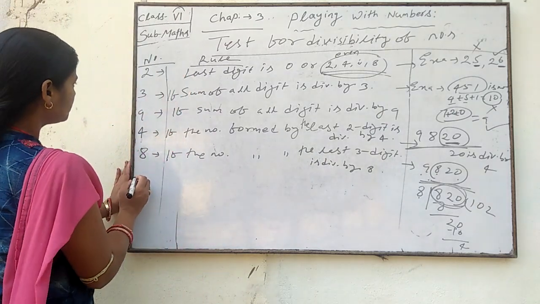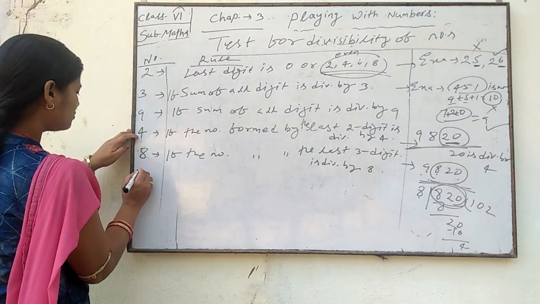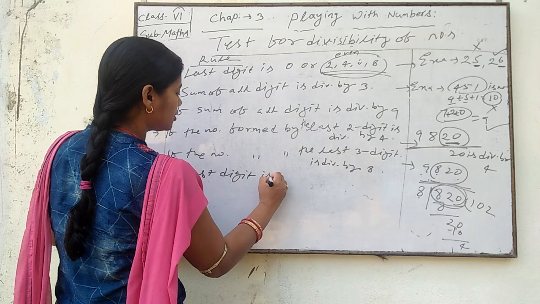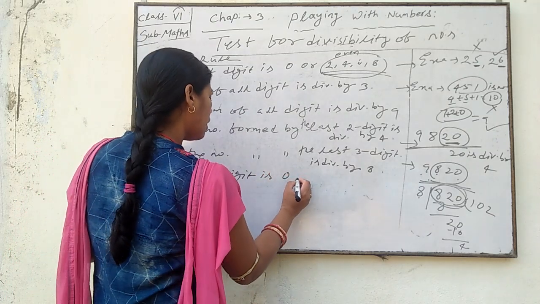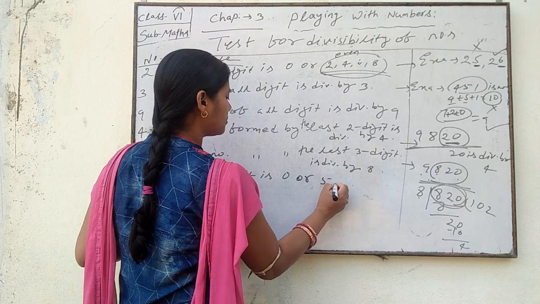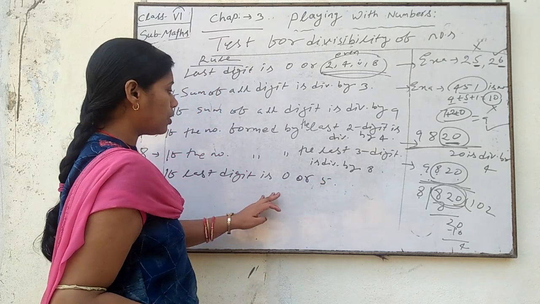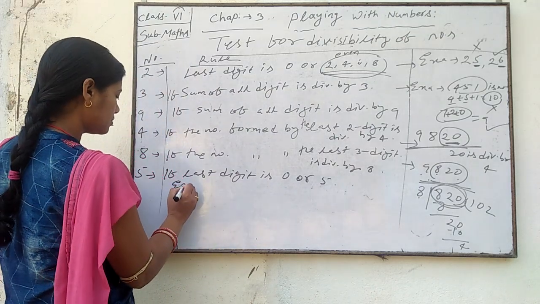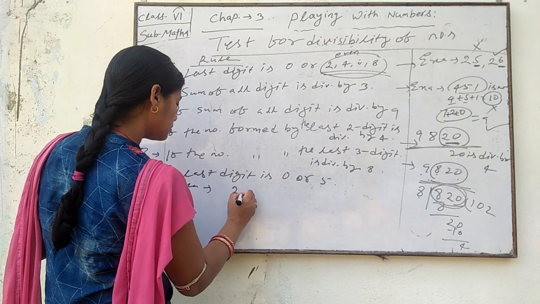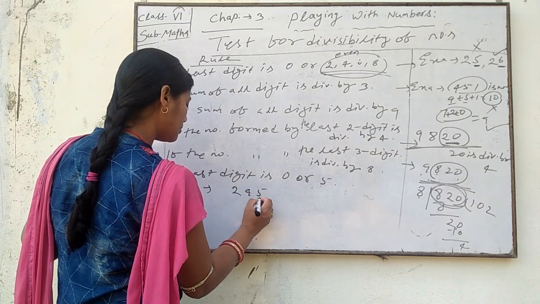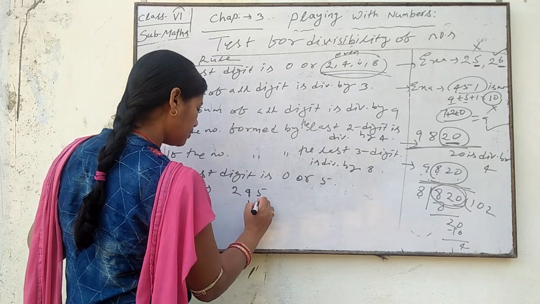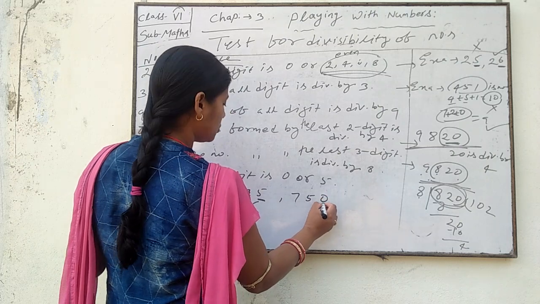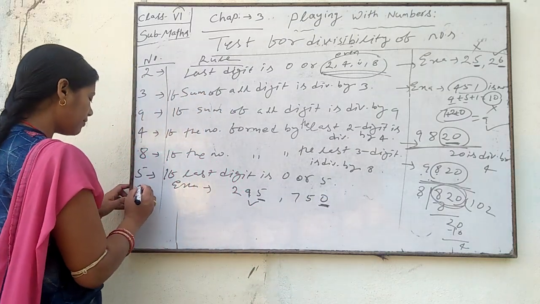Now divisibility by 2, 3, 4, 5. If the last digit is 0 or 5, then the number is divisible by 5. Your examples: suppose 295. The last digit is 5, so this is divisible. 75 and 750 are also divisible by 5.